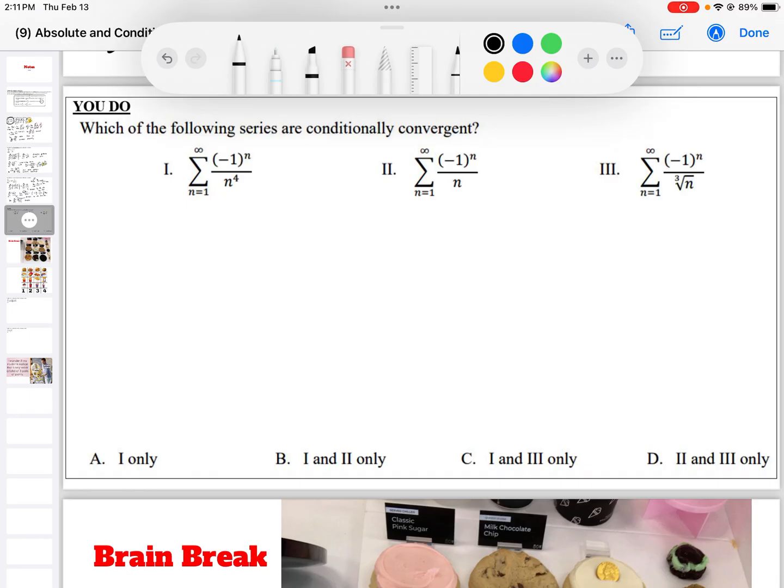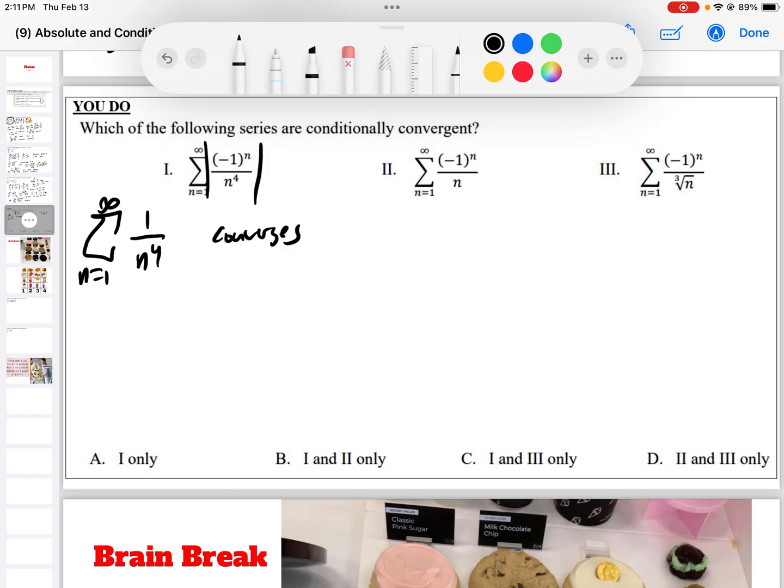So I'm going to look at each one of them. My answer choices are either just 1 and 2, 1 and 3, or 2 and 3. So let's see if number 1 is conditionally convergent. I'm going to take away the negatives, so take away the alternating part. I just get 1 over n to the 4th. And I know that converges. That's a p series where p is greater than 1.